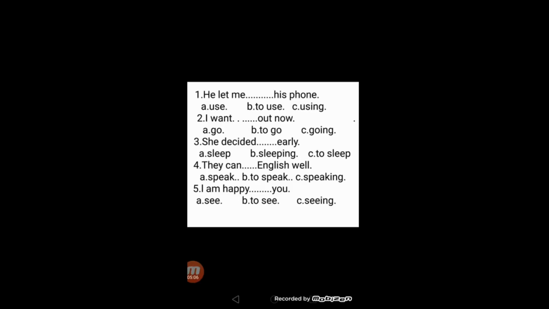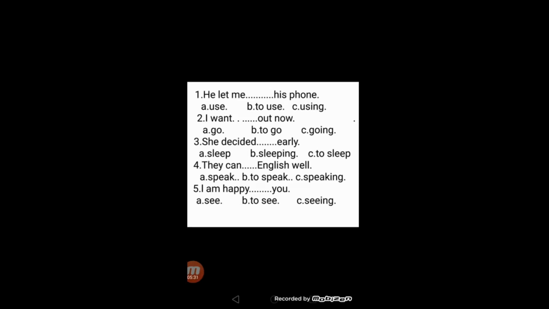Number 2, I want blank out now. A, go. B, to go. C, going. Yes, want is followed by full infinitive. So the right answer is number B, to go. I want to go out now.